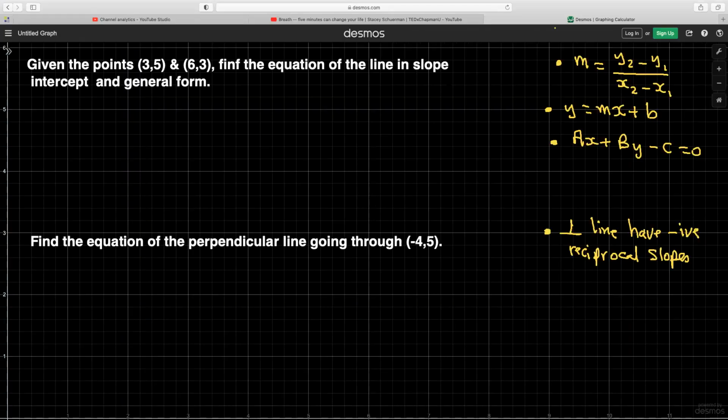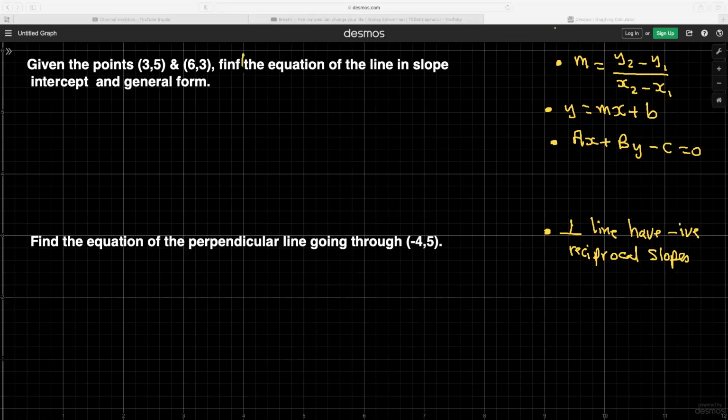So there you go. Here's the question. Given the points (3, 5) and (6, 3), find the equation of the line in slope-intercept form and in general form. So basically they want it in slope-intercept and also in general form. And the second part that I added is find the equation of the perpendicular line going through (-4, 5). So the perpendicular line to the line that we're going to get in here.